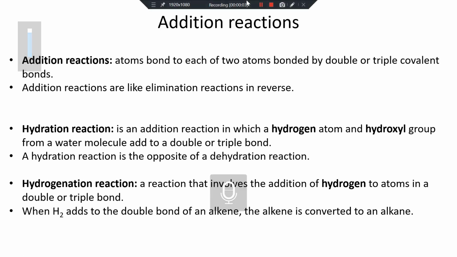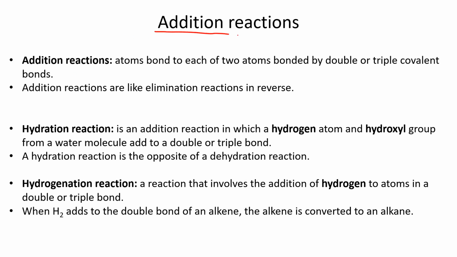Okay, so we are at the second part of section 4, which is titled Addition Reactions. So what are addition reactions? Addition reactions happen when atoms bond to each of two atoms bonded by double or triple covalent bonds. So what does that mean?